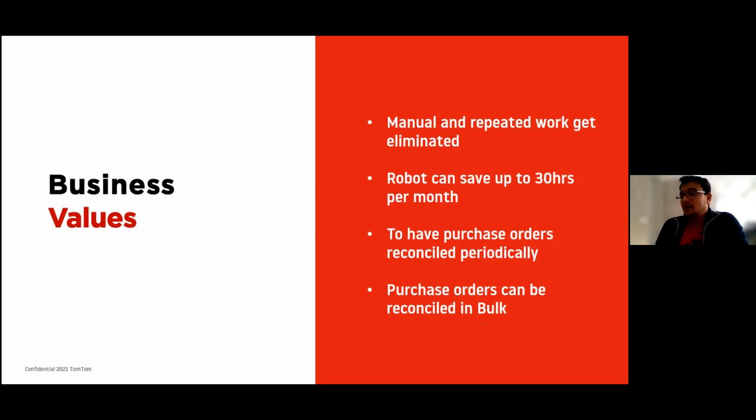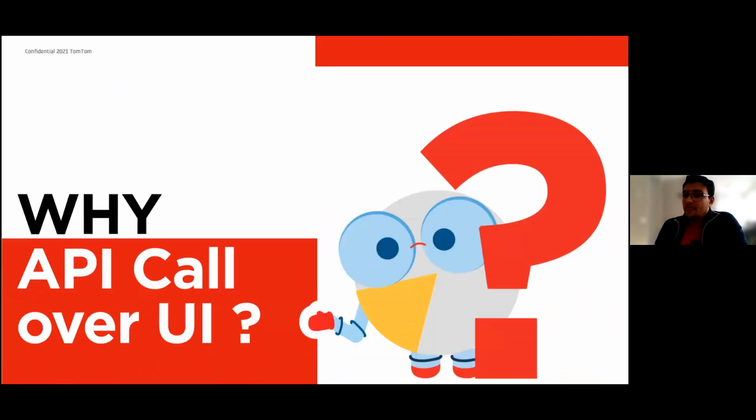Also, we can reconcile purchase orders in bulk, because we implemented this automation just 3-4 weeks ago. But before that, there were lots of purchase orders in the line which we needed to reconcile. Otherwise, the status and reporting status is not so good. So these are the benefits we have achieved.